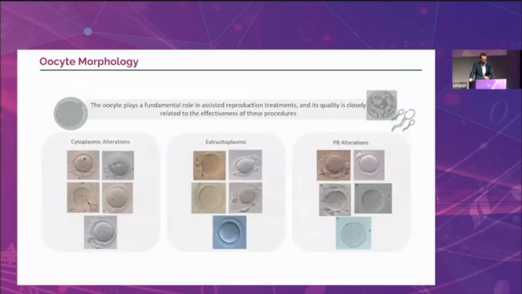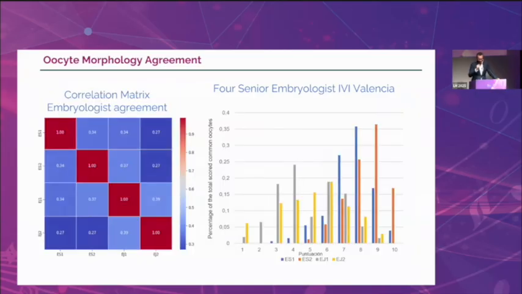So regarding morphology, there are many aspects that you can evaluate related with the cytoplasm, the extracytoplasm, and even polar body alterations that you can see in the microscope, some of which are relatively easy to identify. But what we have realized is that when we look at the correlation between embryologists to make an agreement about a score for an oocyte, normally we are in total disagreement. If you see these 4 embryologists looking at oocytes, and you see the scores and the level of coincidence, it is normally around 30% more or less, so it's relatively low.